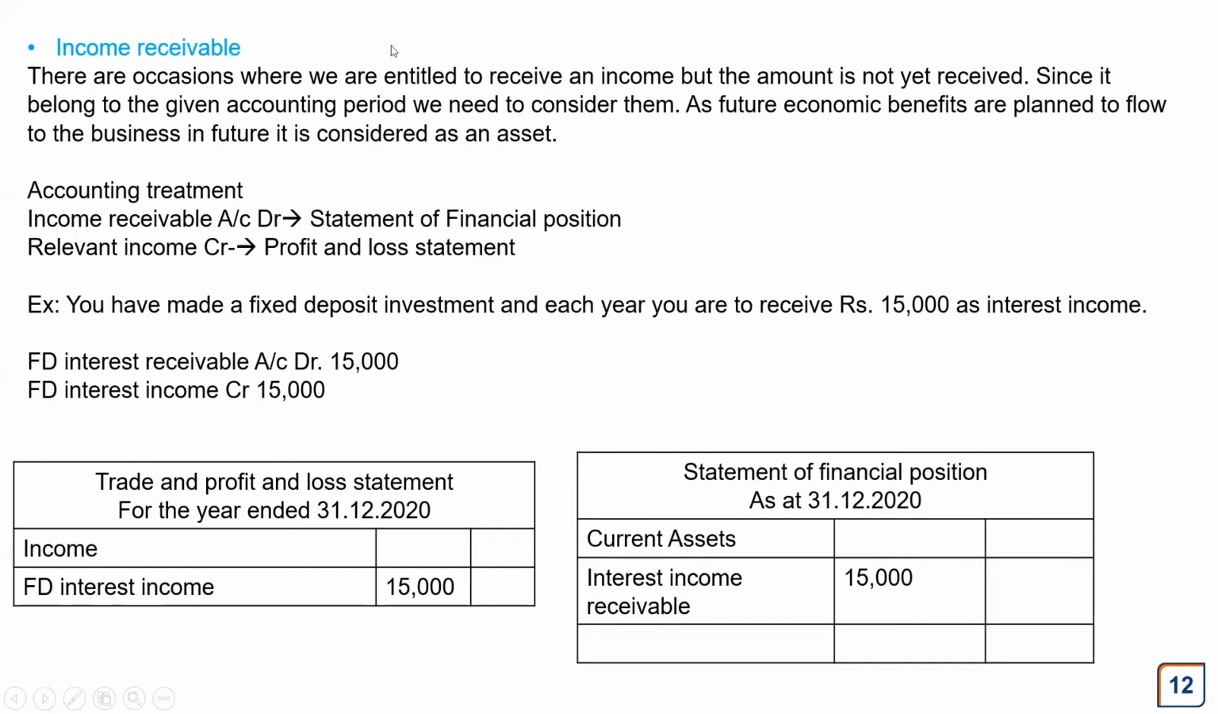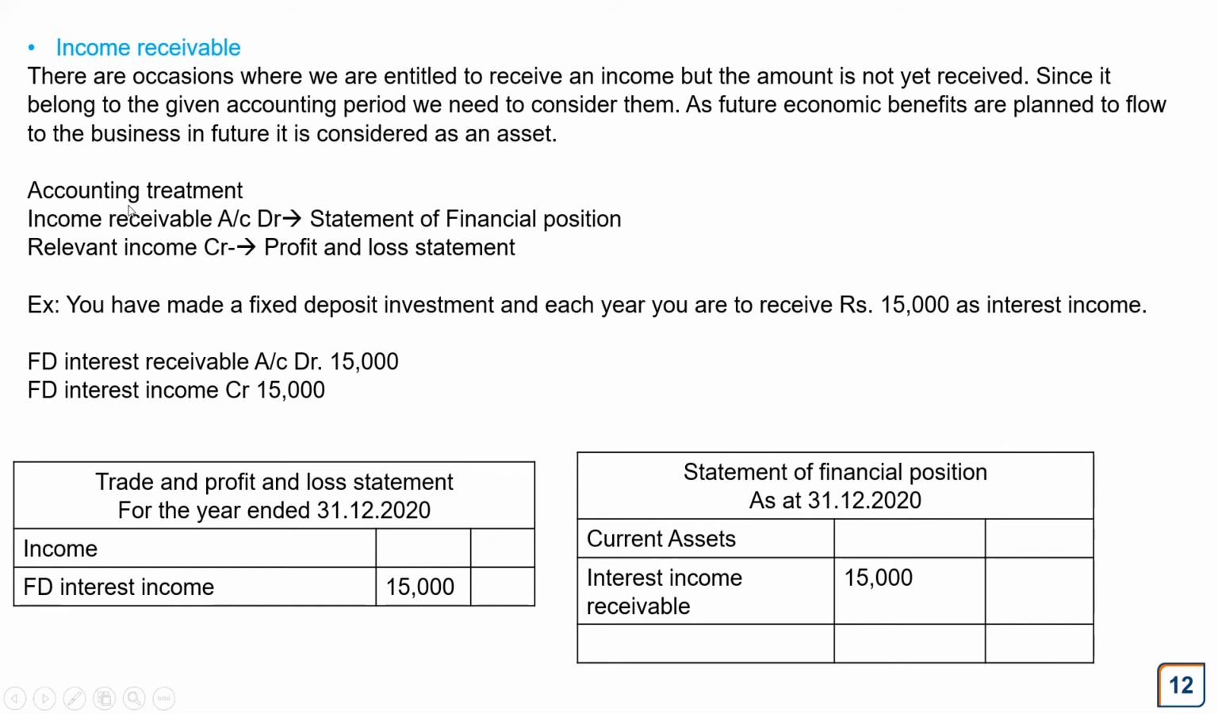Then it is about the receivables. There are also occasions where we are entitled to receive an income, but we have not yet received it. So that means there's a probability of future economic benefits during the year, but we have not received the monetary value yet. Right? Since there's an economic benefit probable to flow into our business, I hope you remember what we talked about, the characteristics of assets. Similarly, this also becomes an asset because there are future economic benefits that are going to come to the business as they pay us. So this is the accounting treatment.